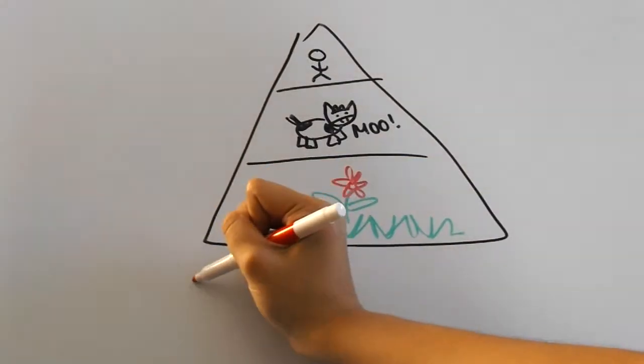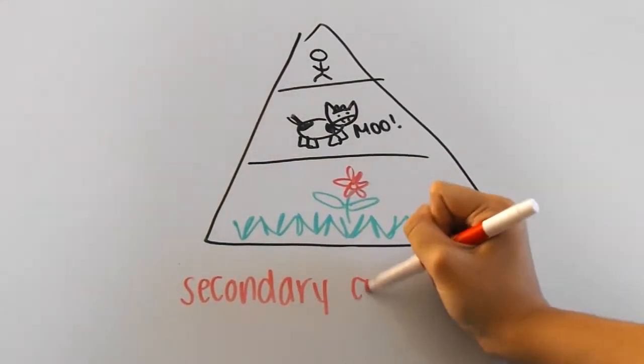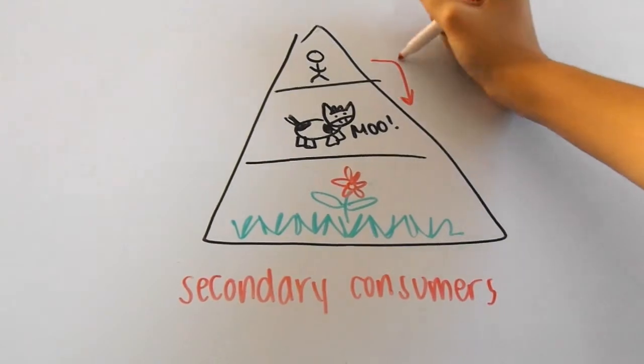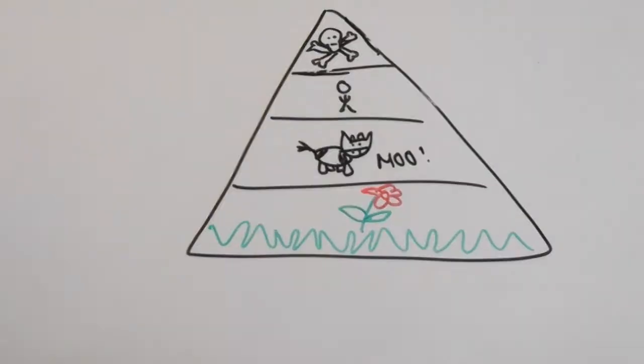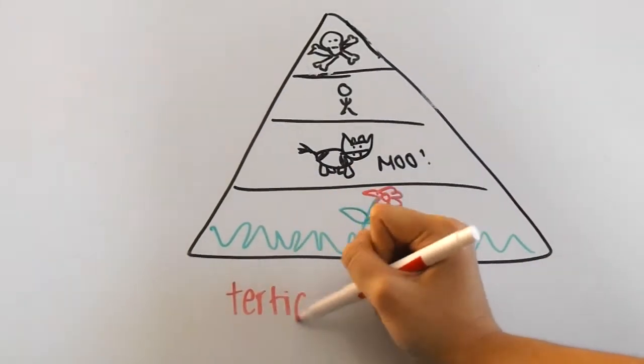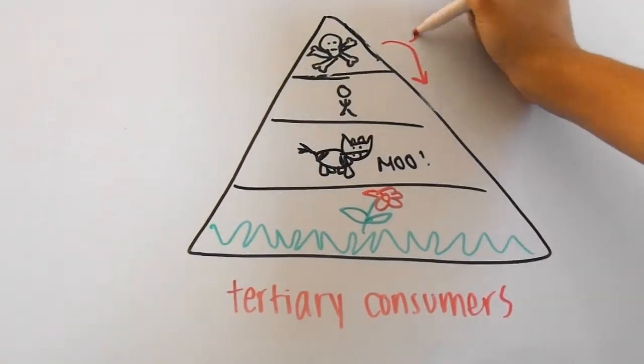Next up are the secondary consumers. They eat the organisms that are primary consumers and primary producers. Sometimes in an ecosystem, you'll even see tertiary consumers, the ones at the top of the food chain.